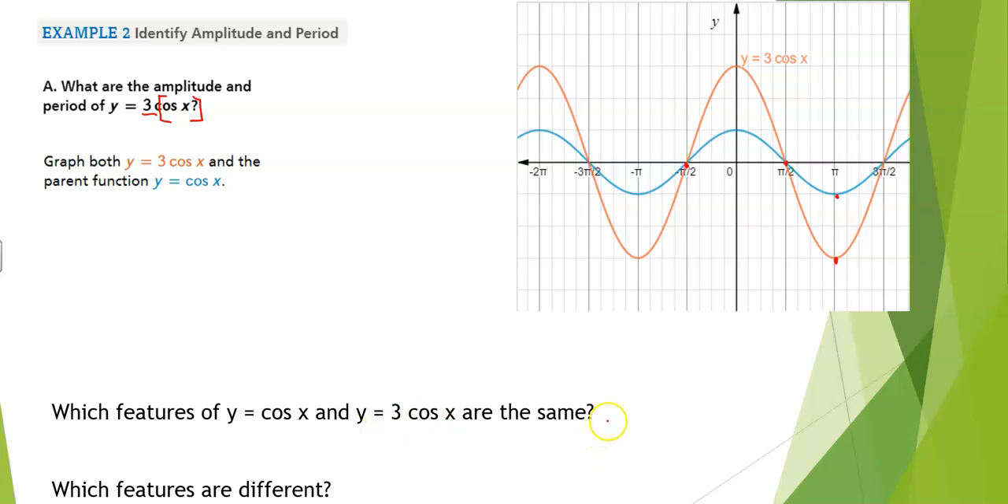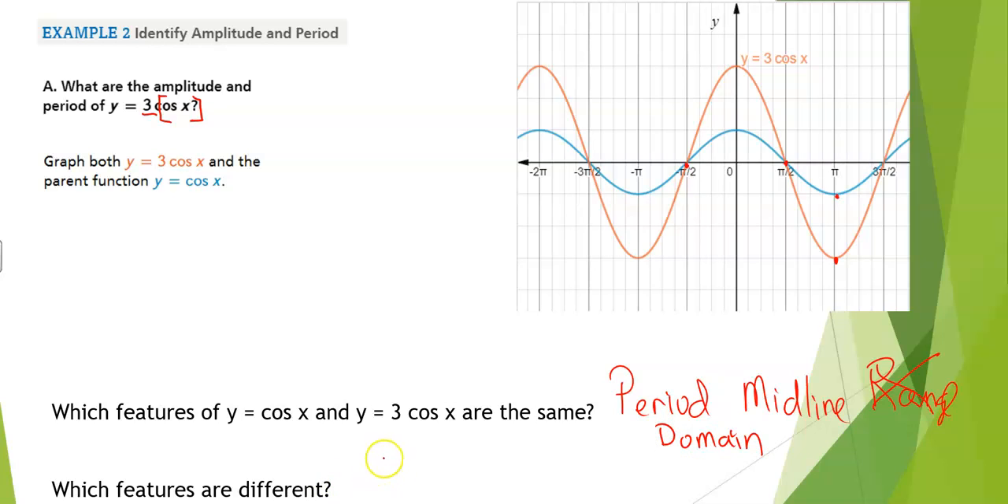So I would like you to think about and look at the two graphs and compare which features are the same. So we just said the period is the same. You could say the midline, that doesn't change. And think about range and domain. Well, wait a minute, the range does change, right? So that wouldn't work, but the domain is still all real numbers.